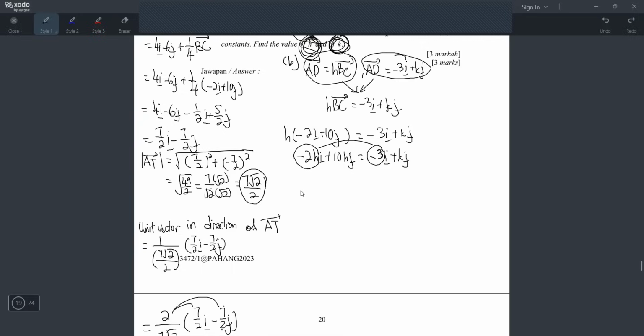You can connect them together. Negative 2h equals negative 3. h is 3 over 2. Done. What about the coefficient of j on this side? 10h. The coefficient of j on the other side is k. Compare them together. 10h equals k.